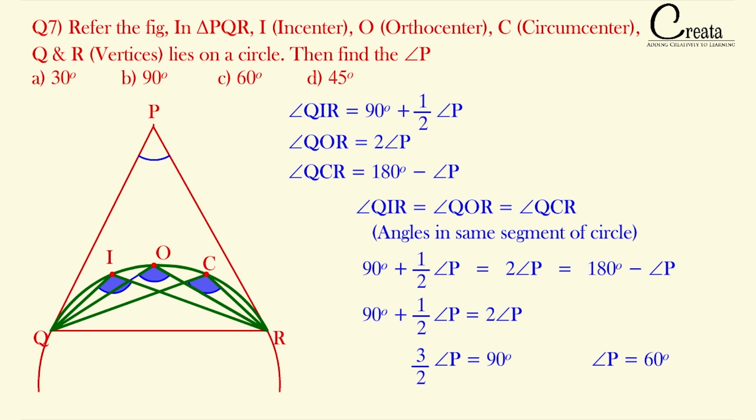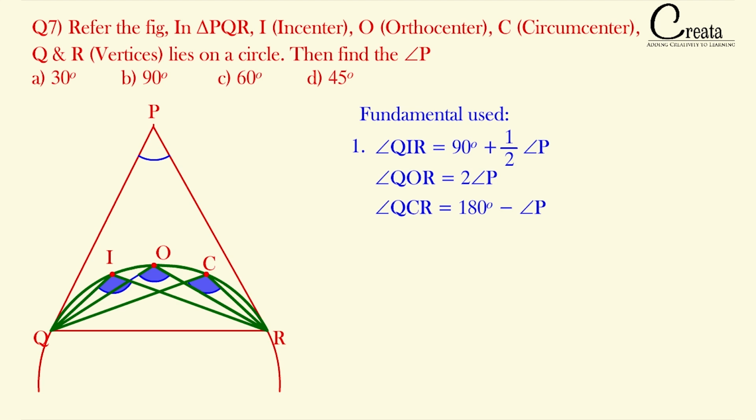So the fundamental that we have used to solve this question is the angles formed at the incenter, orthocenter and the circumcenter. We have used these three formulas to solve the question. And the second fundamental that we have used is angles in the same segment of a circle are equal. Got it? Very simple and very straightforward question. Let's move to the next question.